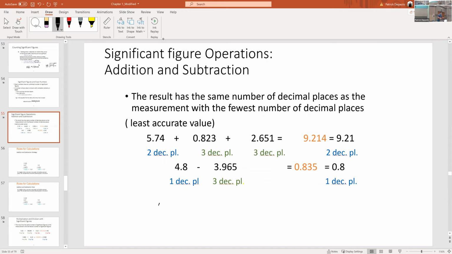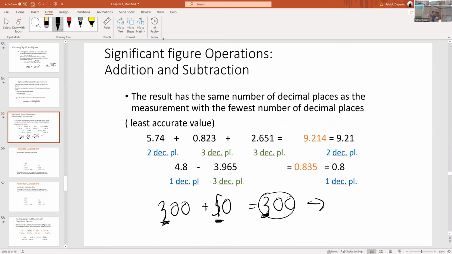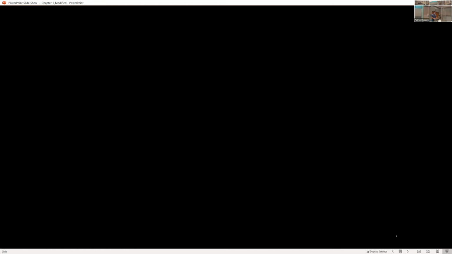Okay, so what if we had 300 plus 10? What would 300 plus 10 be in the rules of sig figs? Yeah, 300. It's weird, right? But it's 300. The reason is because the 10 is only significant to the tens place, and the 300 is only significant to the hundreds place. So the 300 is your least sensitive number, and our answer has to be to the hundreds place, the nearest 100. If it was 300 plus 50, what would your answer be? 400, because you'd have to round up in that case. Does that make sense? There are examples like that on the homework, so I wanted to go over that.